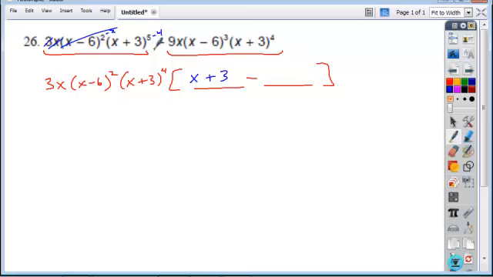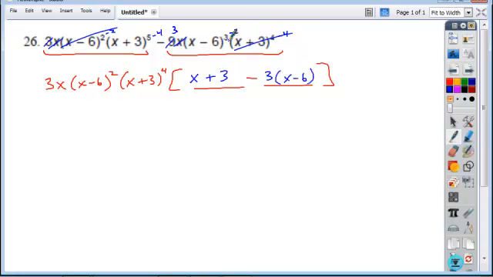Okay, let's look at the second group. We took out a 3 from 9, leaving a 3. Took out the x. We took out 2 of the x minus 6's, and we took out 4 of the x plus 3's. Again, in effect, taking all of them out. So what we're left with in the second group is this minus 3 and this factor of x minus 6 to the first.